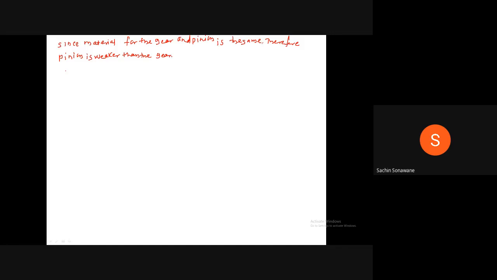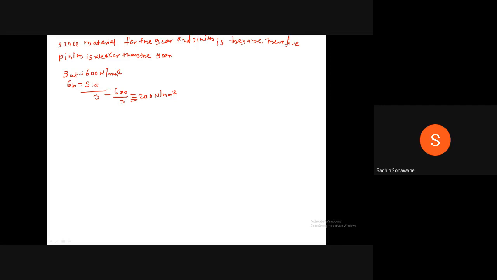SUT is equal to 600 Newton per mm square. Therefore, based on SUT, we will find out sigma B, that is bending stress. Sigma B is equal to SUT divided by 3. This is the standard formula, which is equal to 600 divided by 3, which is equal to 200 Newton per mm square. Therefore, we have calculated bending stress.